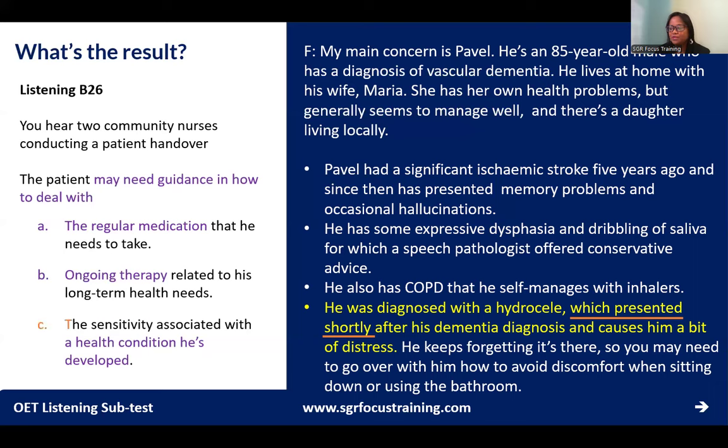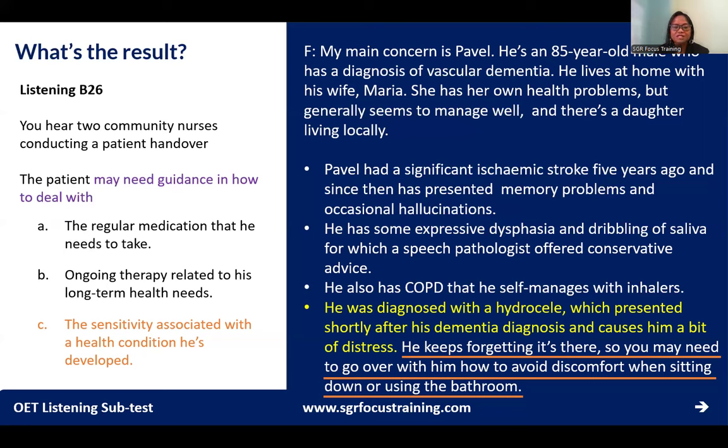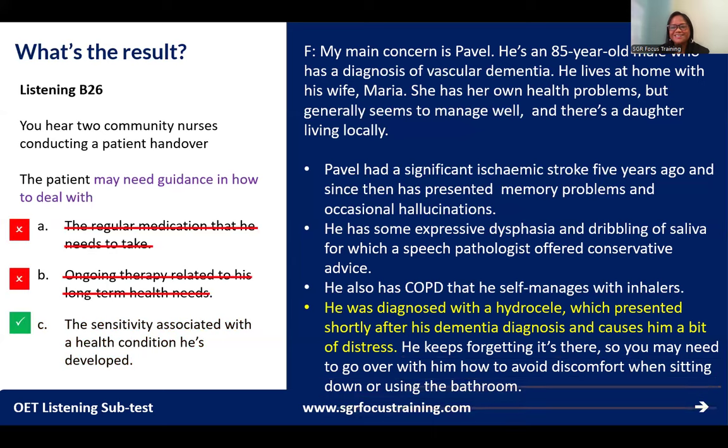And then we were told that he keeps forgetting that it is there, and that we may need to go over with him how to avoid discomfort when sitting down or using the bathroom. So there is a recommendation from Nurse 1 on what Nurse 2 needs to do, that Pavel, our patient, needs guidance or support or help on how to avoid discomfort when he is sitting down or using the bathroom. So I hope you got the right answer, which is letter C.